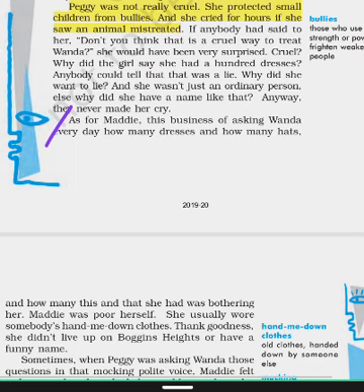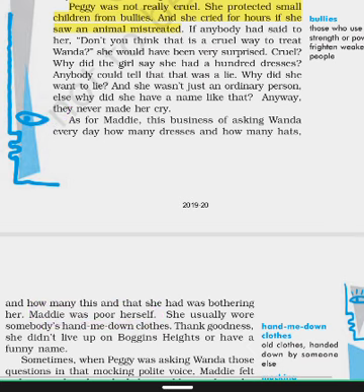Okay, as we have already discussed about Maddie, there is some other detail about Maddie. This business of asking Wanda every day how many dresses and how many this and that was bothering her. It means she also didn't want to ask that kind of question. She also didn't want to make fun of her. But why was she feeling that way? Because she was also poor. We already know that Wanda Petronski was a poor girl, and Maddie was also a poor girl.